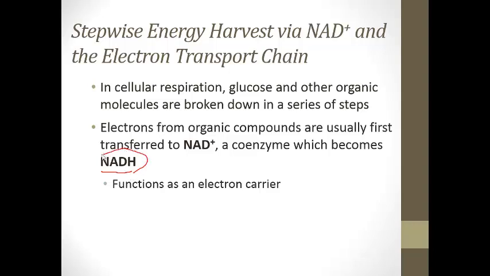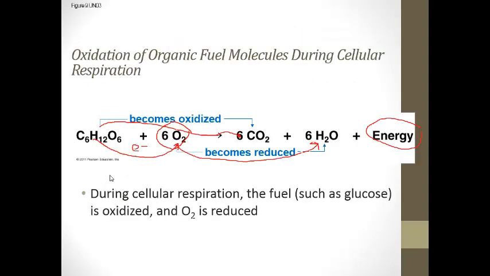NADH is an electron carrier. It's going to carry that electron over to oxygen. So if we revisit this diagram here, the electron is going to go from glucose to NAD+. NAD+ is going to become NADH. Forgive my handwriting. And then this NADH is then going to carry the electron over to the oxygen.